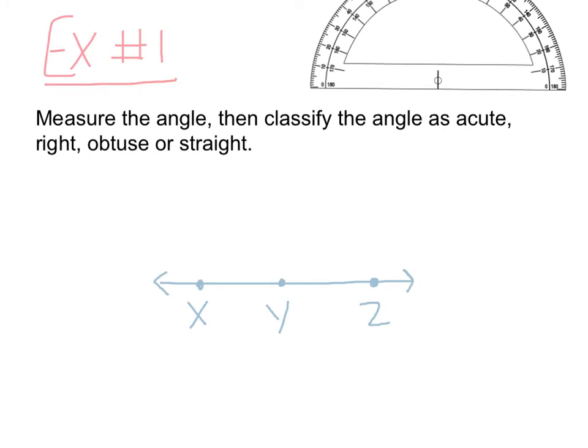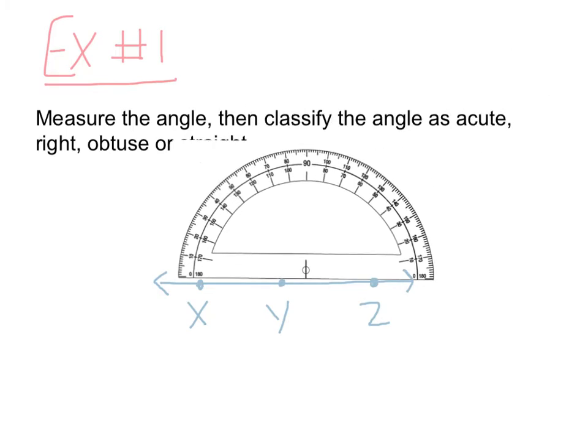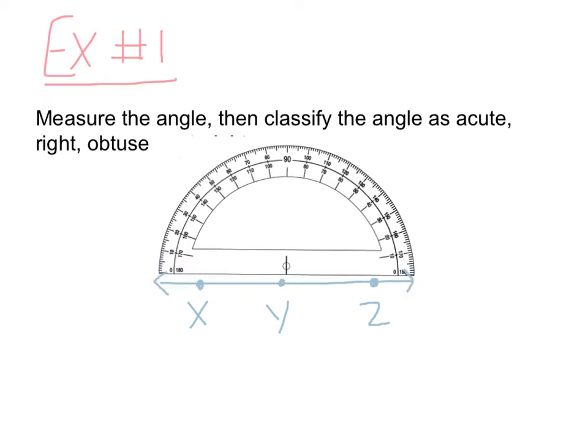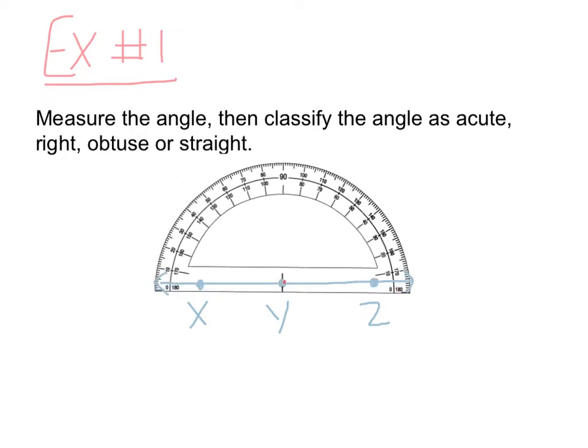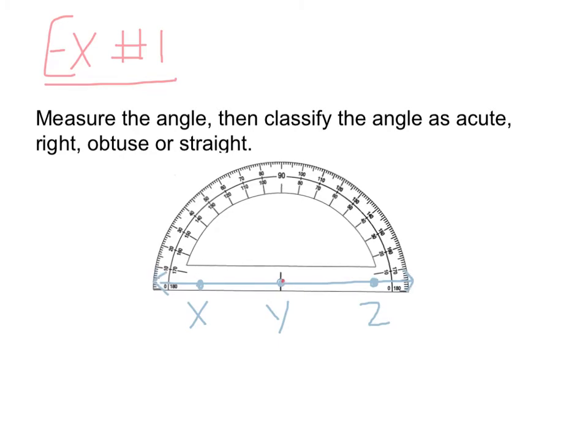So we have example number 1. Measure the angle, then classify the angle as acute, right, obtuse, or straight. So I'm going to show you how to use a protractor to measure an angle. Although this one's pretty easy and we can pretty much tell what the angle is, let me just show you anyway. When you have your protractor, you want to see that little circle right in the middle there. You want to line that up on your vertex, which is the point in the middle that forms the angle.